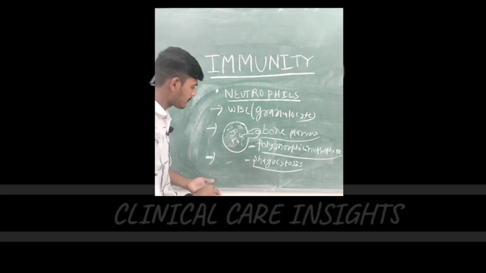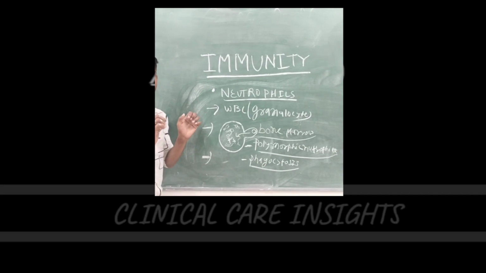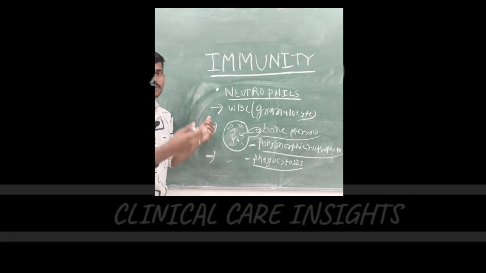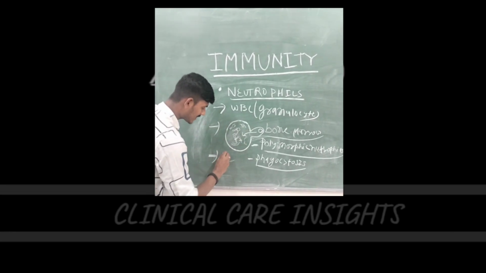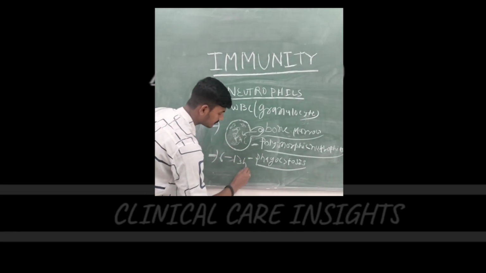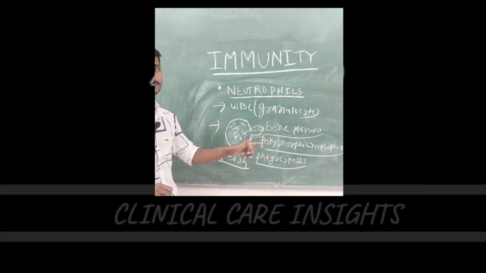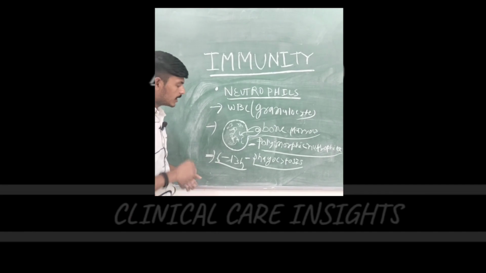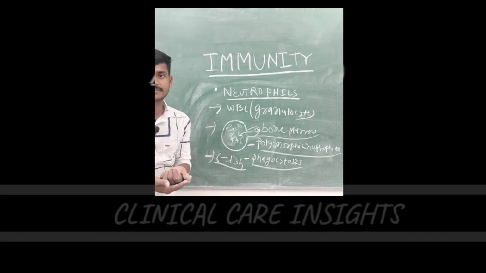Clear? Now, they are short-lived cells. Some books write 1 to 2 days, some books write 5 to 6 days, but they actually live only 6 to 13 hours. That's their lifespan. Short lifespan, yet they play a crucial role. Clear? Now, another thing related to these neutrophils is their conditions.